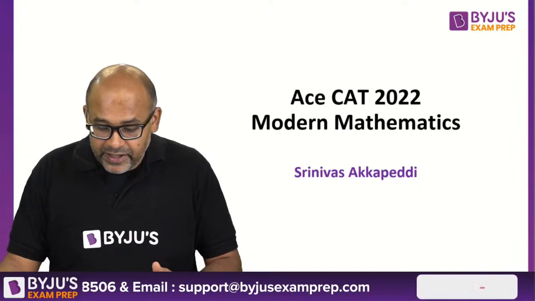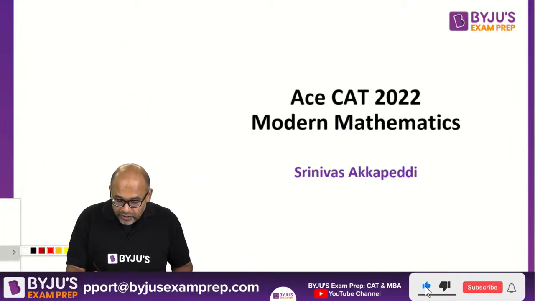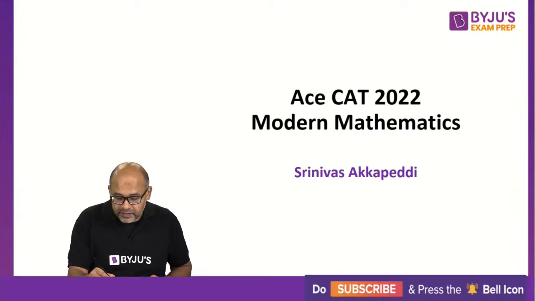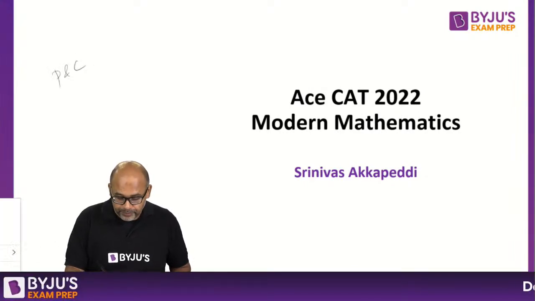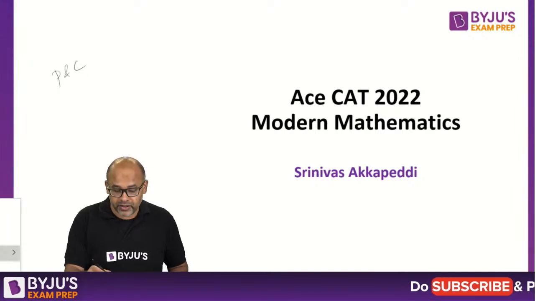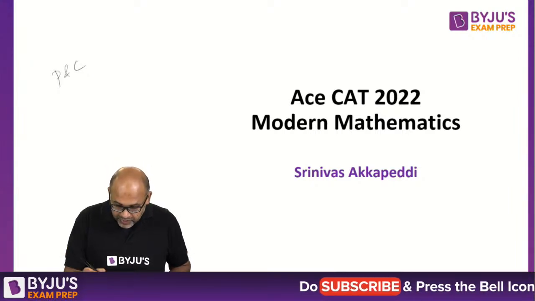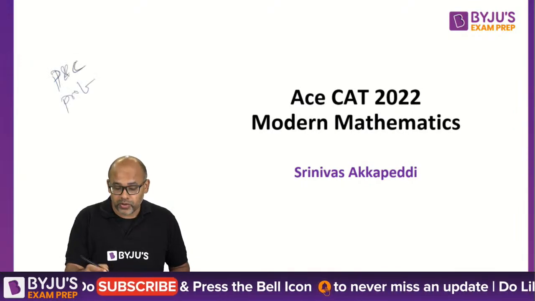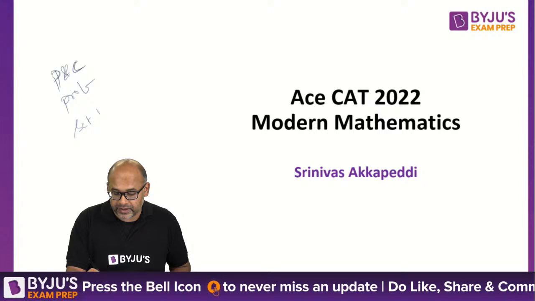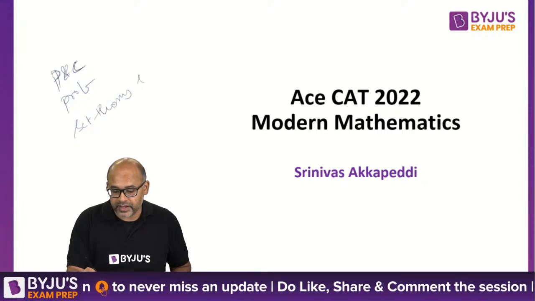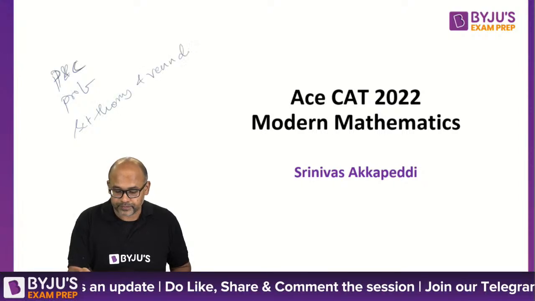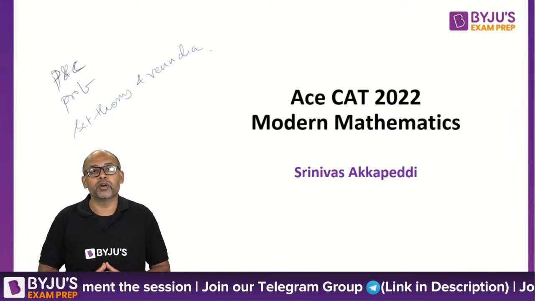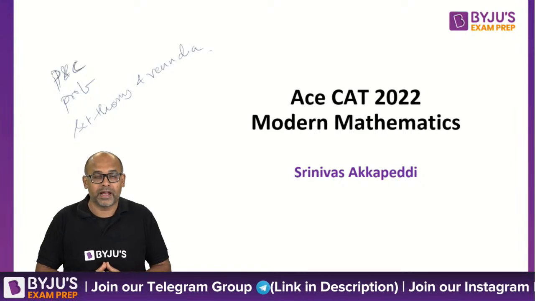So first, understanding modern math: it is a combination of 3 or 4 topics. The topics are, first, permutation and combination. Then you have, okay, let me just change the color. So P and C, you have probability, you have set theory or Venn diagrams. Set theory and Venn diagrams. Okay, so these are the areas that constitute the topic called modern math.